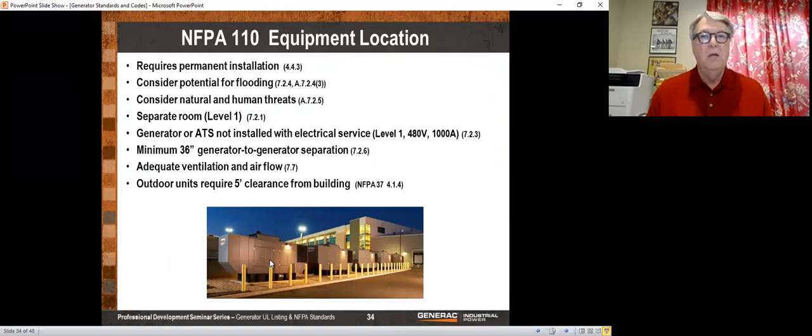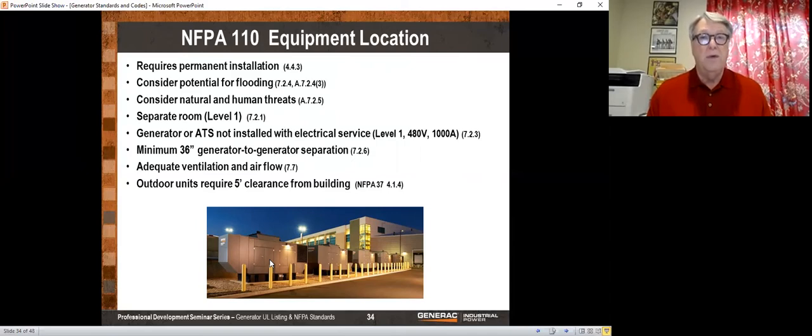Equipment location. If you have a legally required or an emergency generator, it must be permanently installed. In other words, if it's necessary for life safety, you cannot bring in a portable generator to do that. Now, you can bring in a portable generator while you repair or service the permanent generator, and in fact, you're required to do that if it's an emergency generator, but it needs to be permanently installed.